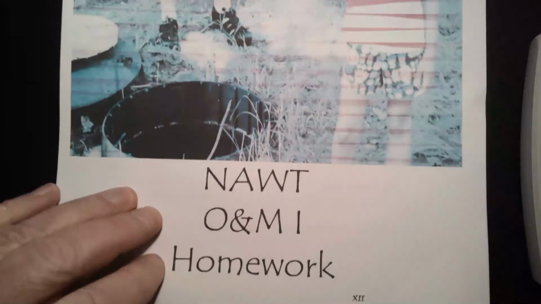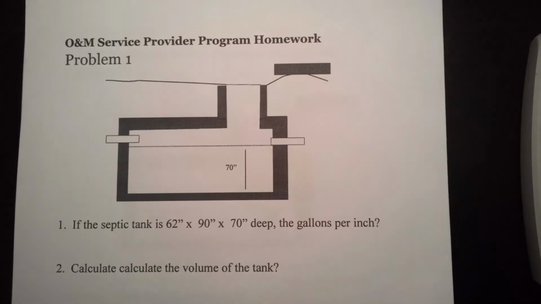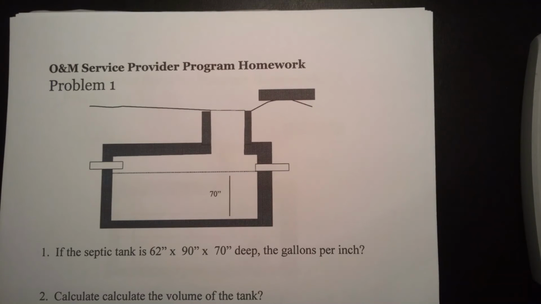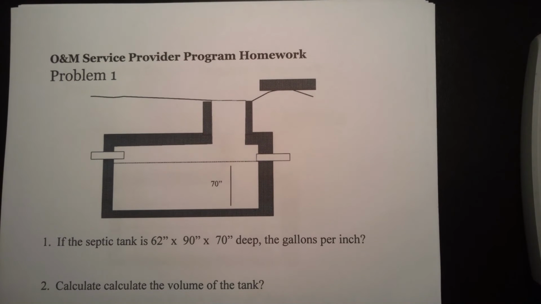I'm working here in my basement and looking at the O&M homework for number 1. So let's go ahead and work through the first example. I have a septic tank that's 62 by 90 by 70 inches deep. And my first question is, what is the gallons per inch?